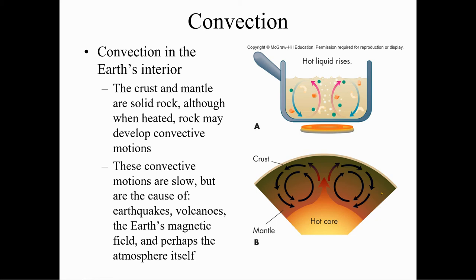Convection in the Earth's interior. The crust and mantle are solid rocks, although when heated, rock may develop convective motions. These convective motions are slow, but are causes of earthquakes, volcanoes, the Earth's magnetic field, and perhaps the atmosphere itself. So this is going to help you right here. Look at the soup. It's going to show soup. This slide here could have an answer to one of the homework problems.